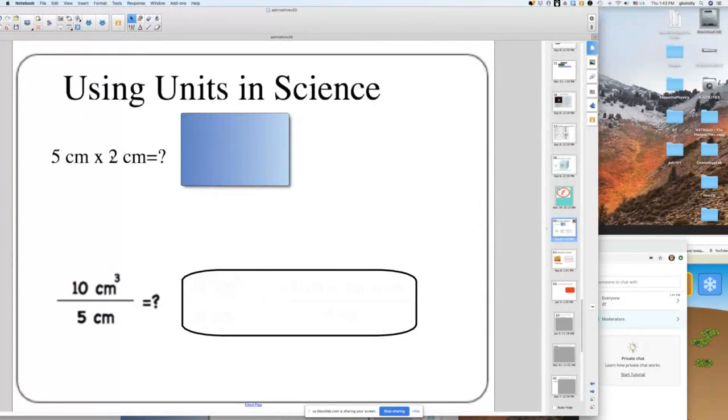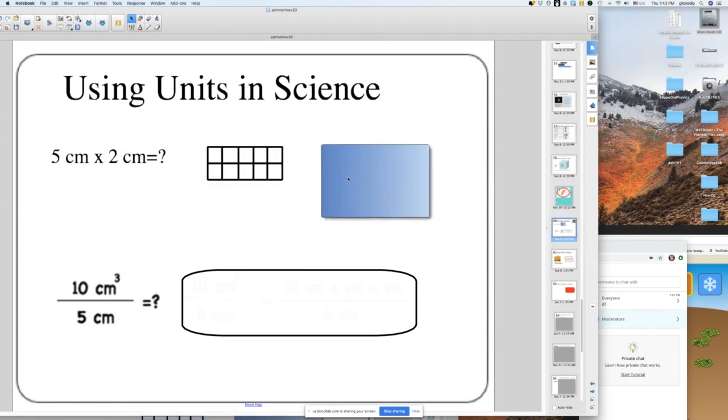So 5 centimeters times 2 centimeters is what? Well, 5 times 2 is 10, but 10 what? Well, centimeters times centimeters is square centimeters. So when you multiply by this, the answer is 10 square centimeters. But what's a square centimeter? Well, you see it on the right here. It's squares that are a centimeter on each side. And it's 10 of them. That's the answer, basically. You write it this way, but you would draw it that way.